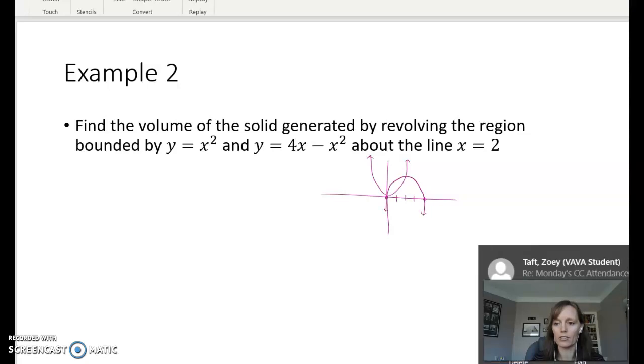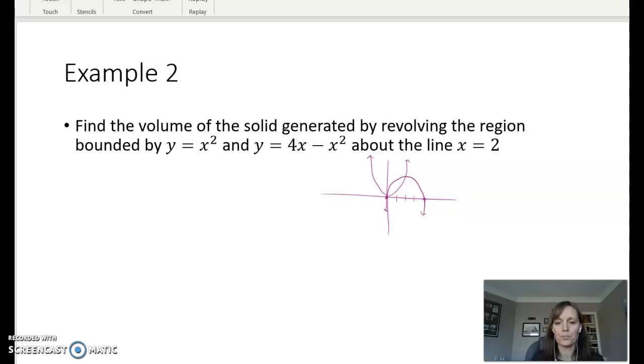Forgive my drawing there. And so it's this shape here that is being revolved around the line x equals 2. So if you notice what I've shaded in here, this is going to be rotated and give us sort of like a bowl kind of shape with a fat center. That center is hollow. And so the height of the rectangles are going to be defined by the upper function minus the lower function. And so I've got 2 pi times the integral.